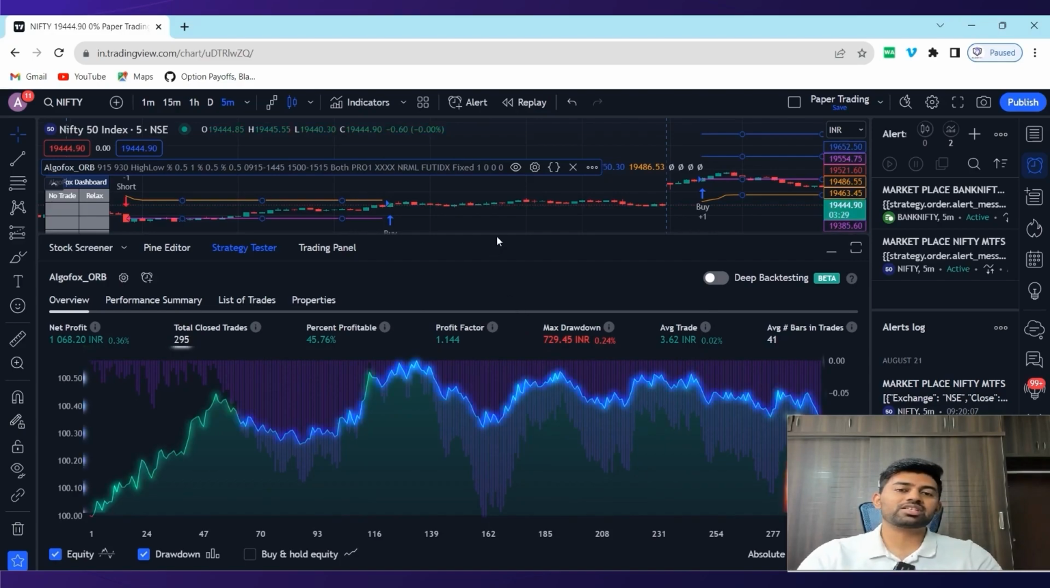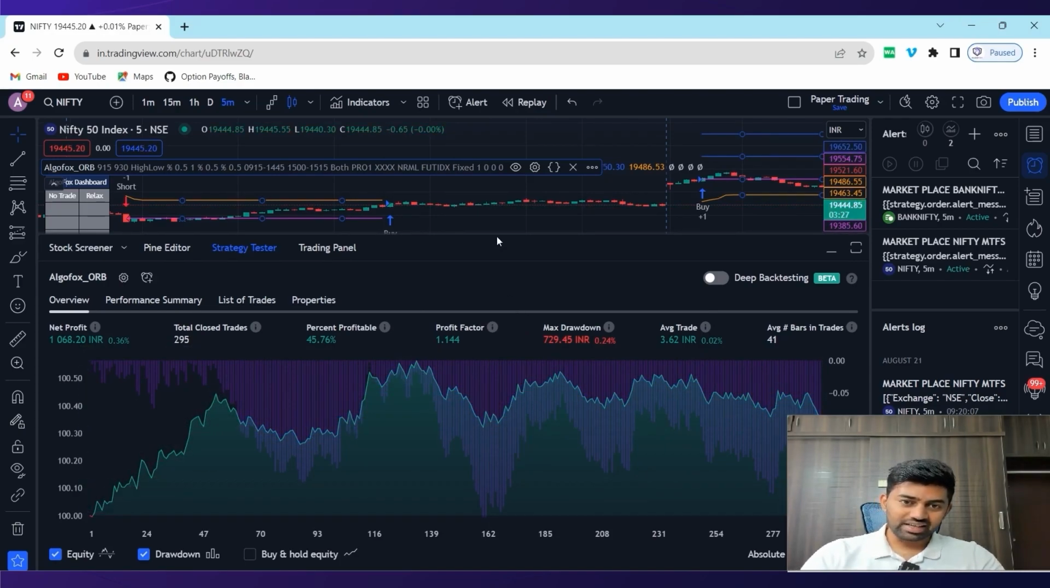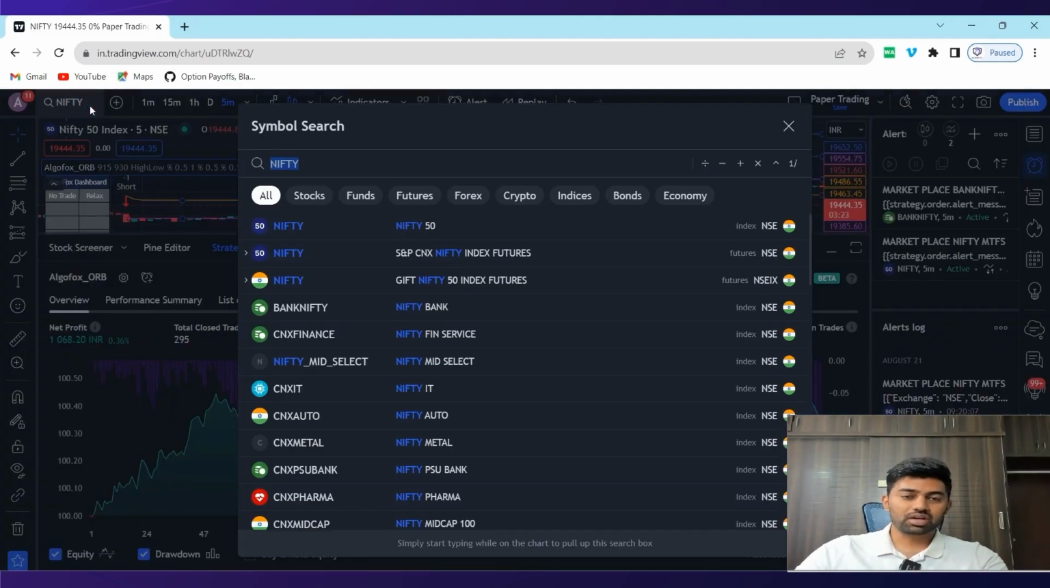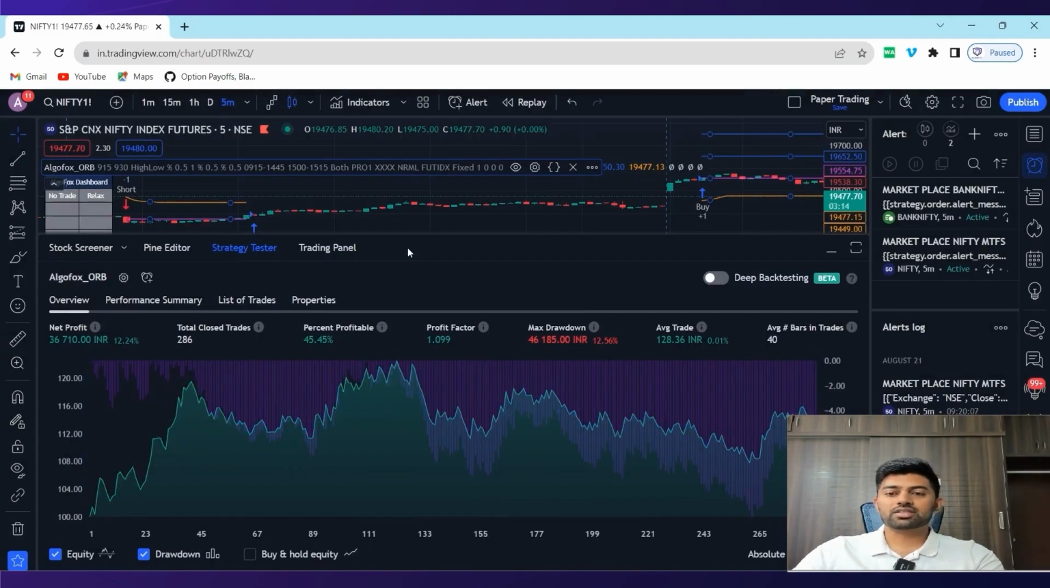On TradingView, the best part is backtesting is completely free. This is Nifty spot chart. If I want the more realistic result, I can go to Nifty futures. So let me just go to Nifty futures. Here the lot size is 50. And in the last 1 year, this is how the strategy has performed with an accuracy of 45%, profitability of 1.1% almost, and it has given a return of 12%.